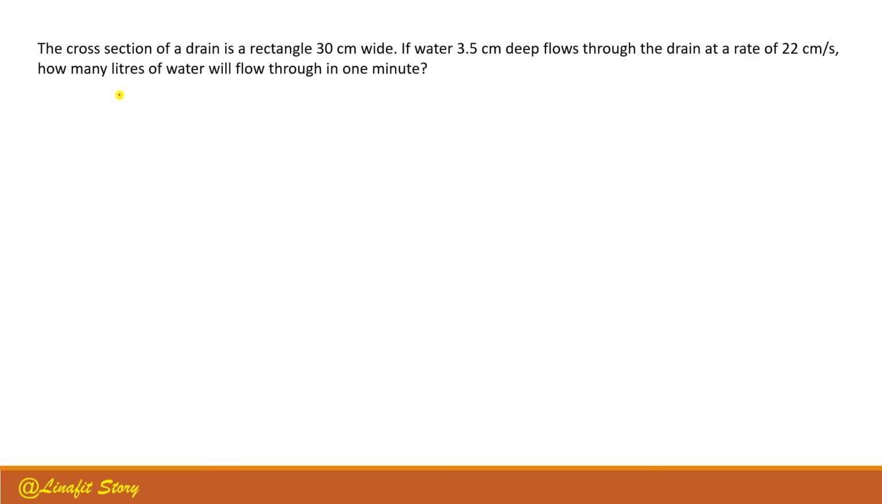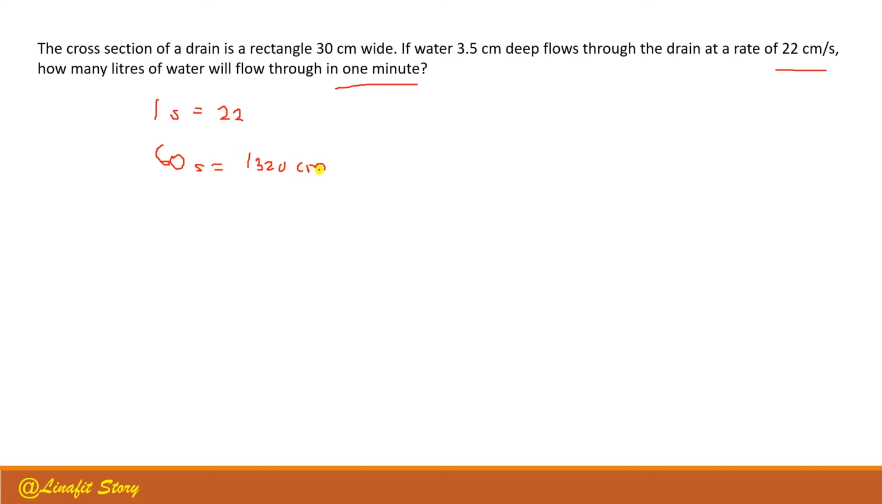The cross-section of a drain is rectangle 30 cm wide. If water 3.5 cm depth flows through the drain at the rate of 22 cm per second, how many liters of water will flow through in 1 minute? 22 cm per second means in 1 second, the water will flow through 22 cm along the drain. How about in 1 minute? 1 minute is equal to 60 seconds. So 60 times 22 is equal to 1320 cm.